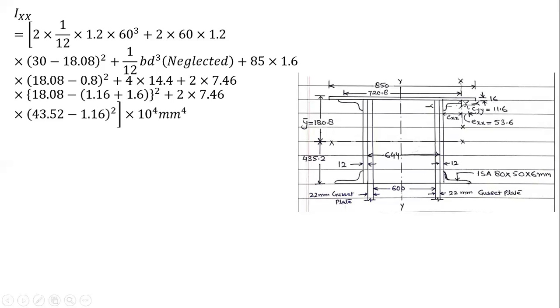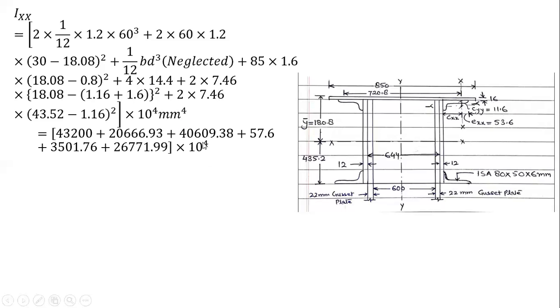This is how much? Cyy here, the center of gravity of this angle. How much? 1.16 plus 1.6 here because of this top plate. So 1.16 plus 1.6 whole square, plus 2 into area for these two angles, the bottom angles, 2 into area into h bar square. How much? This CG, this neutral axis, is 435.2 minus this Cyy from here. How much is it? Again 1.16. Here it is 1.16 from here. So similarly from here also, into 10 power 4.